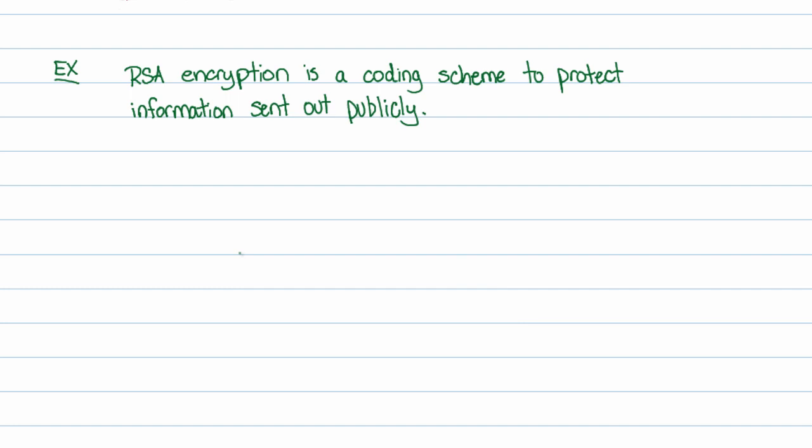Now, RSA encryption is a special kind of encryption named after Rivest, Shamir, and Adleman. It dates back to 1978. Anyway, this encryption is very special because it's used in a lot of credit card transactions. And what it does is it's a coding scheme to help protect any type of information. It doesn't have to be just credit cards. It could be anything that you want to wrap up and hide from other people.